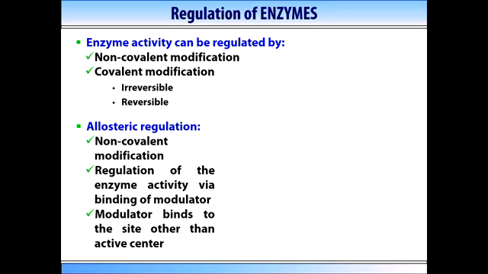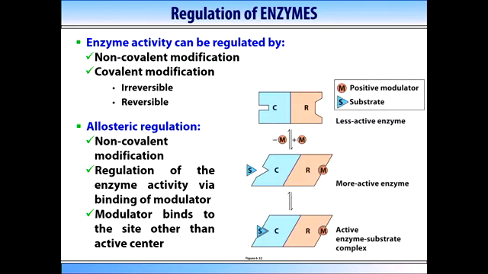Also, the very important type of regulation called allosteric regulation. So it's a non-covalent modification and regulation of the enzyme via binding of a modulator. So here is how it can be visualized in a schematic view. We have the enzyme, so a catalytic part and a regulatory part, right? M is a modulator.